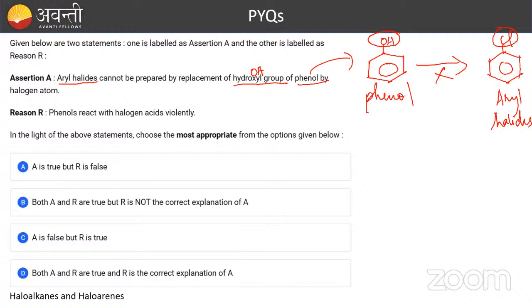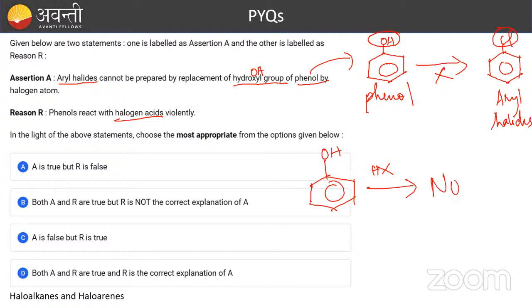Madhukar is going for option A. Okay, let's check, Madhukar. So phenol is here. Phenol reacts with halogen acid. Halogen acid means HF, HCl, HBr and HI. So let me write it in a general format, which is HX. Do you think phenol will react with HCl, HBr directly and violently?